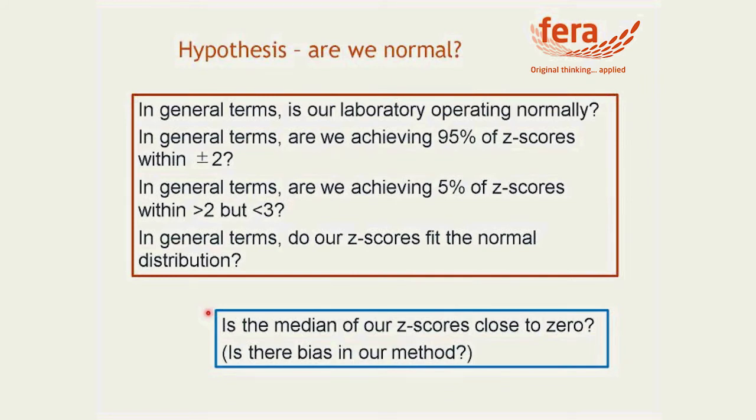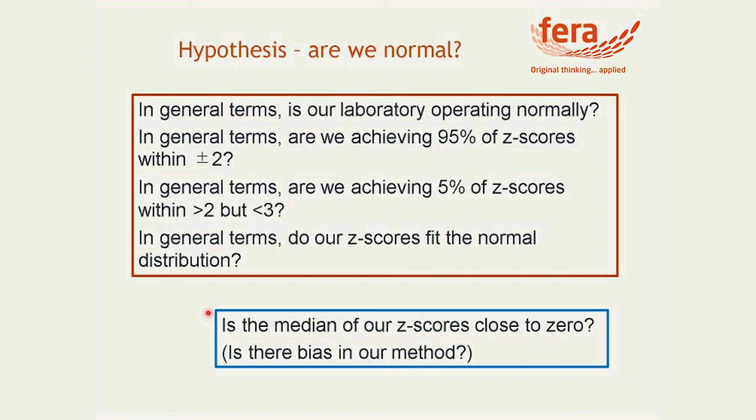This is our hypothesis that we are testing. Are we part of a normal distribution? So, in general terms, is our laboratory operating normally? Are we achieving 95% of our Z-scores overall within plus and minus 2? Overall, in general terms, are we achieving about 5% of Z-scores greater than 2 but less than 3?